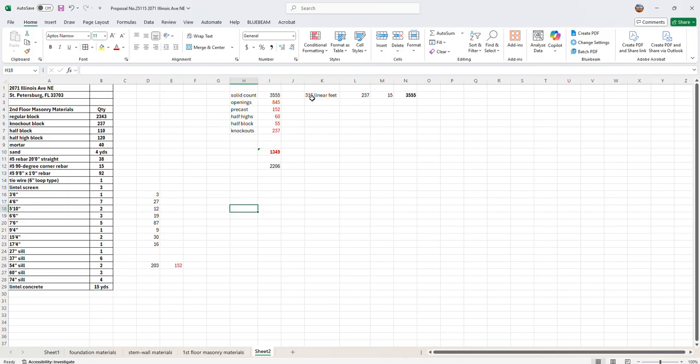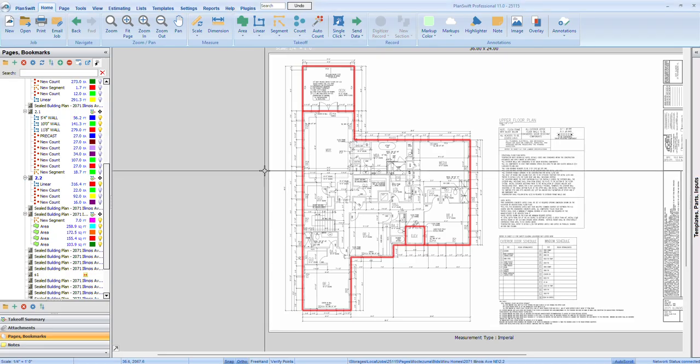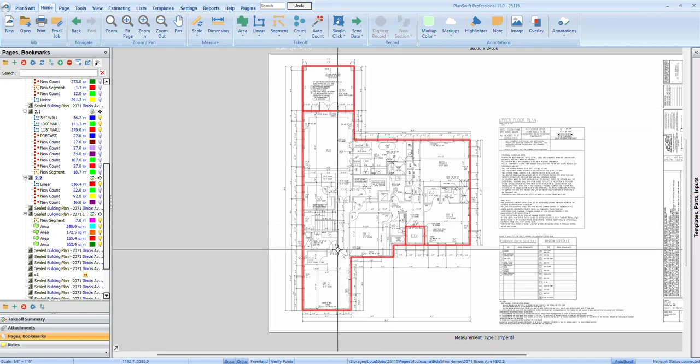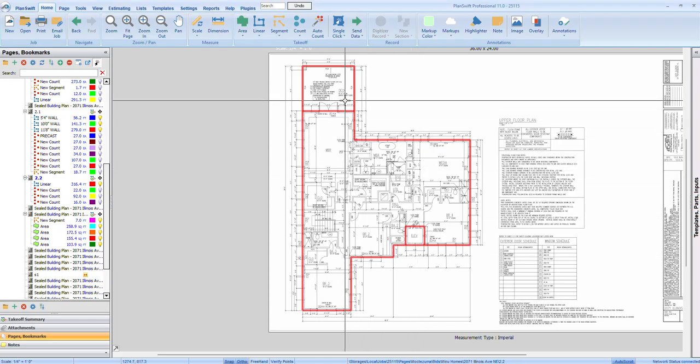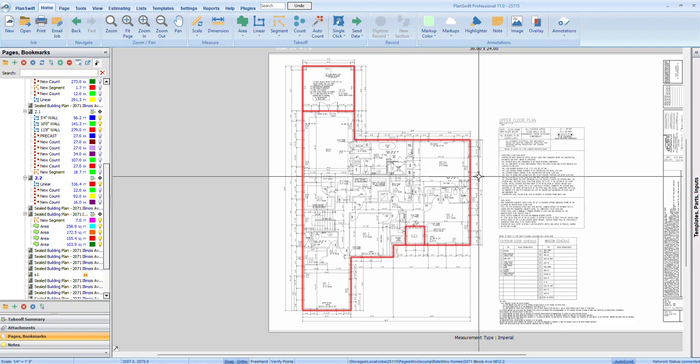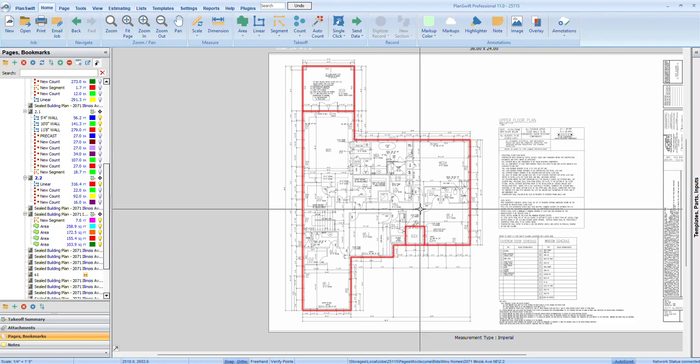So the first thing I did, like always, I figure out how many linear feet I have. 316 linear feet. All the red, I went around, marked everything up. That's 316 linear feet, which equals 237 blocks. So we need 237 blocks to go all the way around to do one course of block.